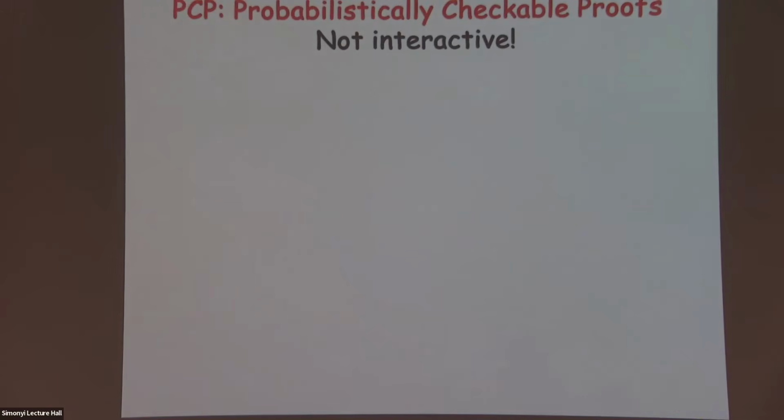I mentioned it before in terms of approximation algorithms and hardness of approximation problems. Here's another interpretation of this theorem. I want to define another proof system. It's called probabilistically checkable proof. It's a non-interactive one. It's like NP.